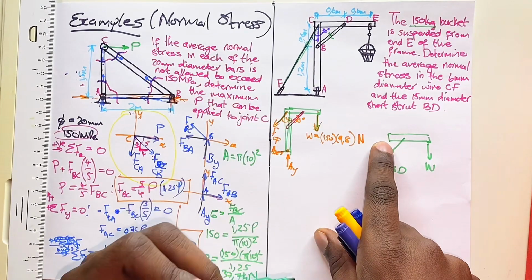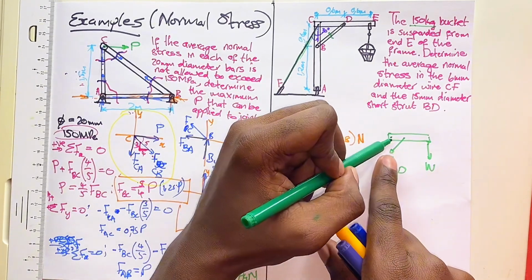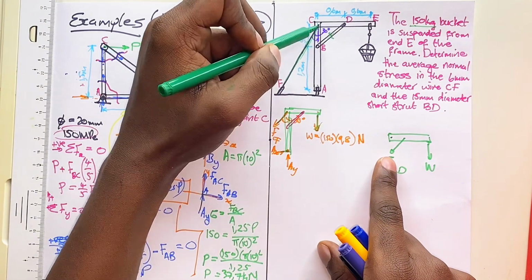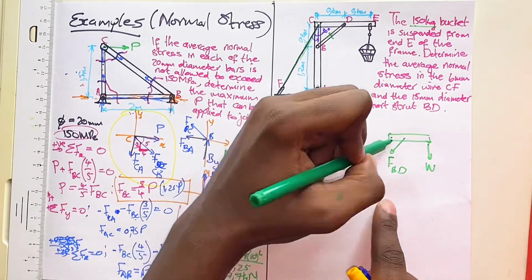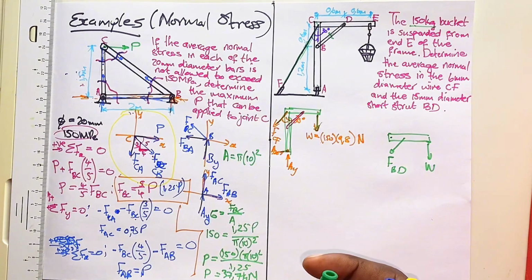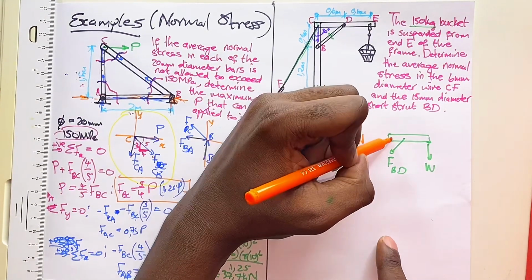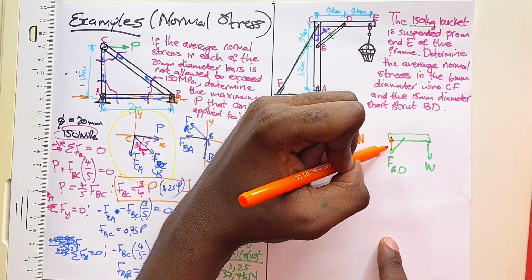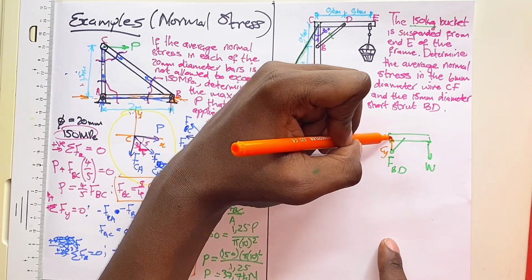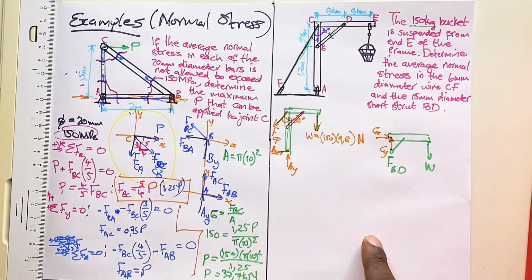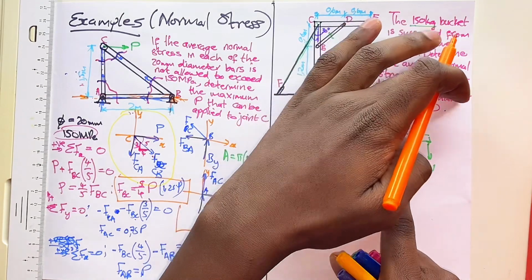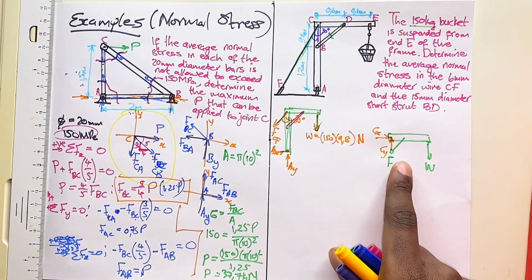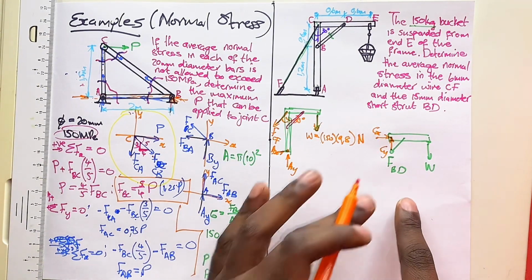How about at the corner here? At the corner here, these members are connected to each other. Therefore, we'll have reactions in the y-axis, CY, and the x-axis. Now, let's see if we can find the normal force in the wire CF and our strut BD.